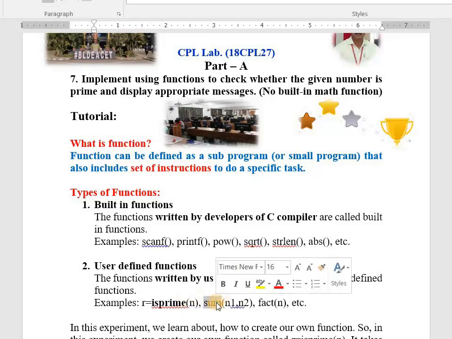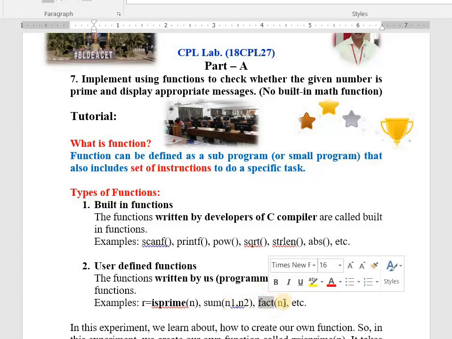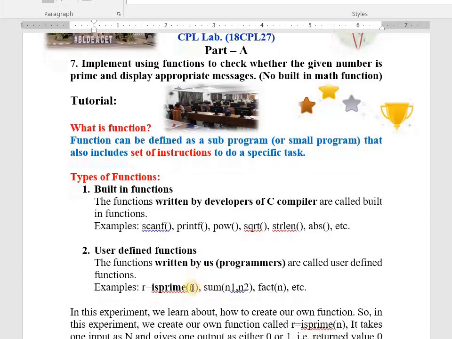And one more function we write. Sum is one more user-defined function. It takes two numbers and it makes the sum. It is one more function called fact. It takes one number. It gives us the factorial. These are all user-defined functions. No need to worry. You'll learn in detail in theory also. Just I explain you how to write this isPrime function. Okay, I'll come back.